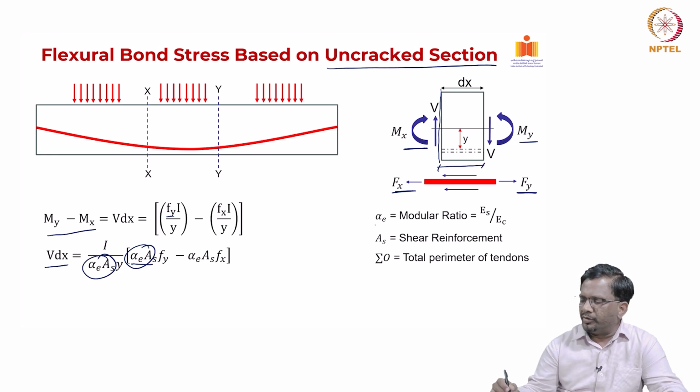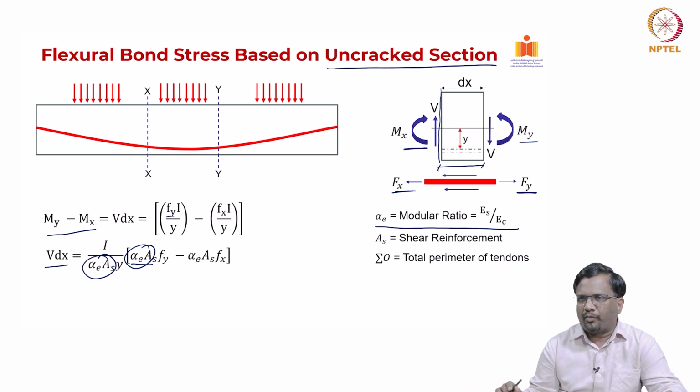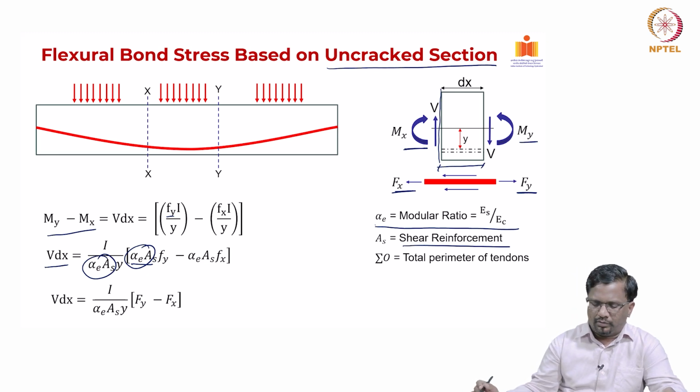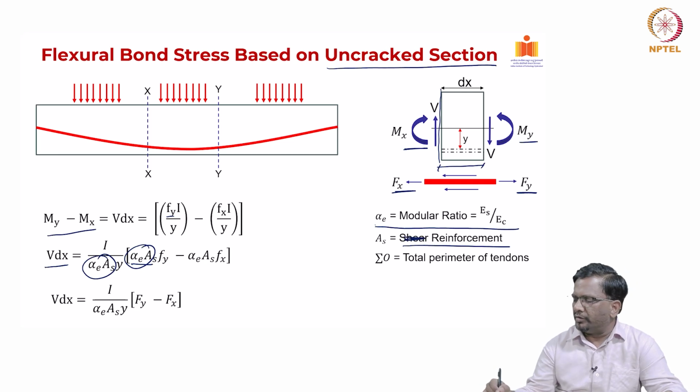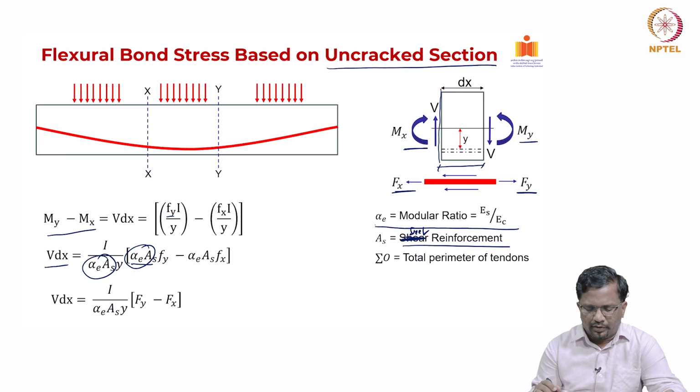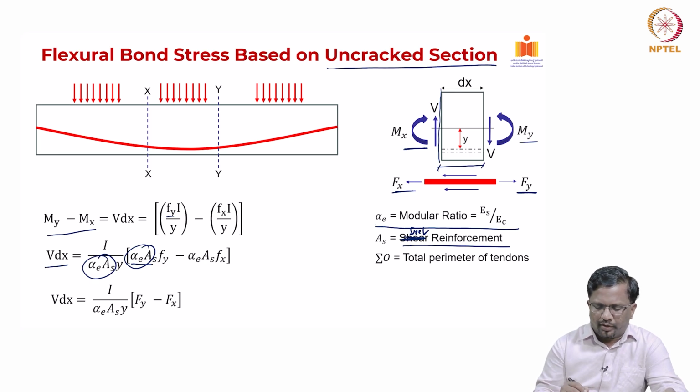We know from our working stress method, which we use when the system is uncracked and everything is elastic, that the stress of different materials can be calculated using the modular ratio concept, where alpha e is the modular ratio between Es and Ec, and Es is the modulus of the steel. Sorry, this should be steel. Okay. And in this formula, if I take V into dx, we can write that as I by y. Everything is the same.